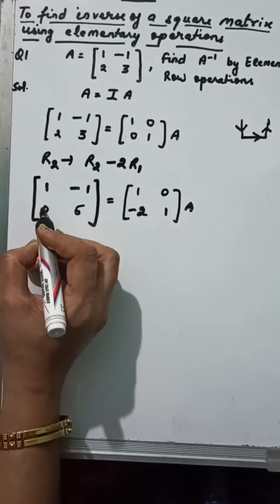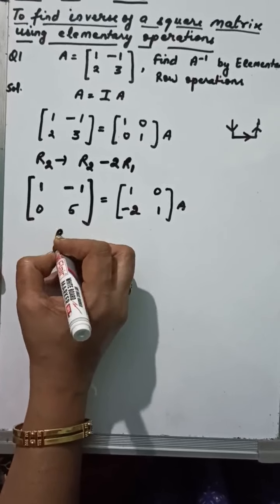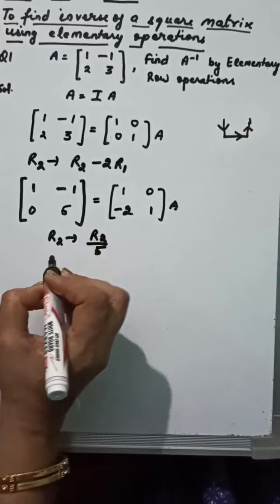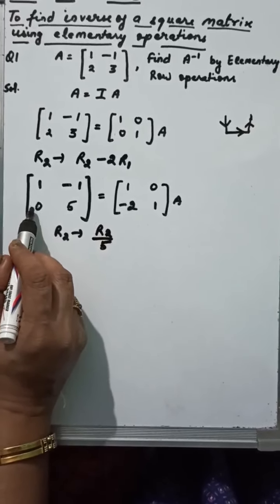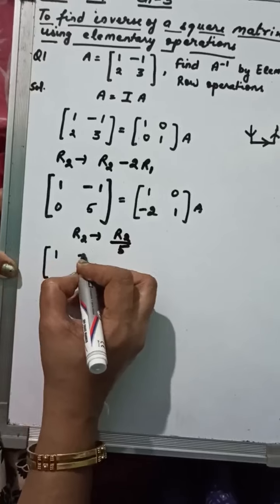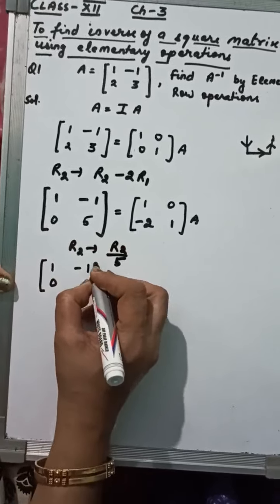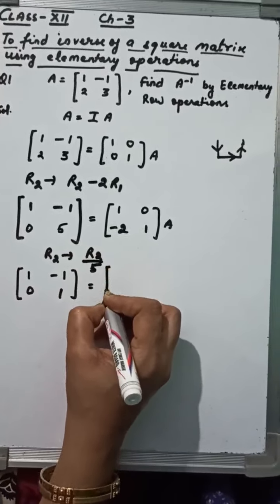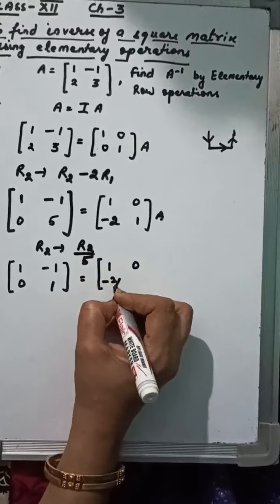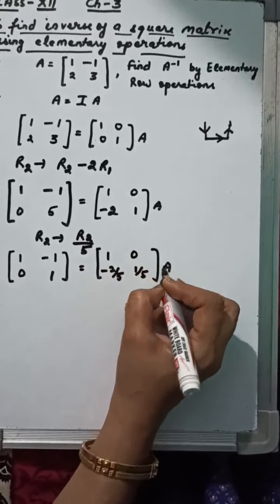Now this is 1, this is 0. Next we want to make this as 1. So apply in R2, R2 divided by 5, means we divide every element of the second row by 5. So first row remains as it is, this again 0, 5 by 5 is 1, and the same operation we will apply on the right hand side. This is minus 2 by 5, it is 1 by 5 into A.